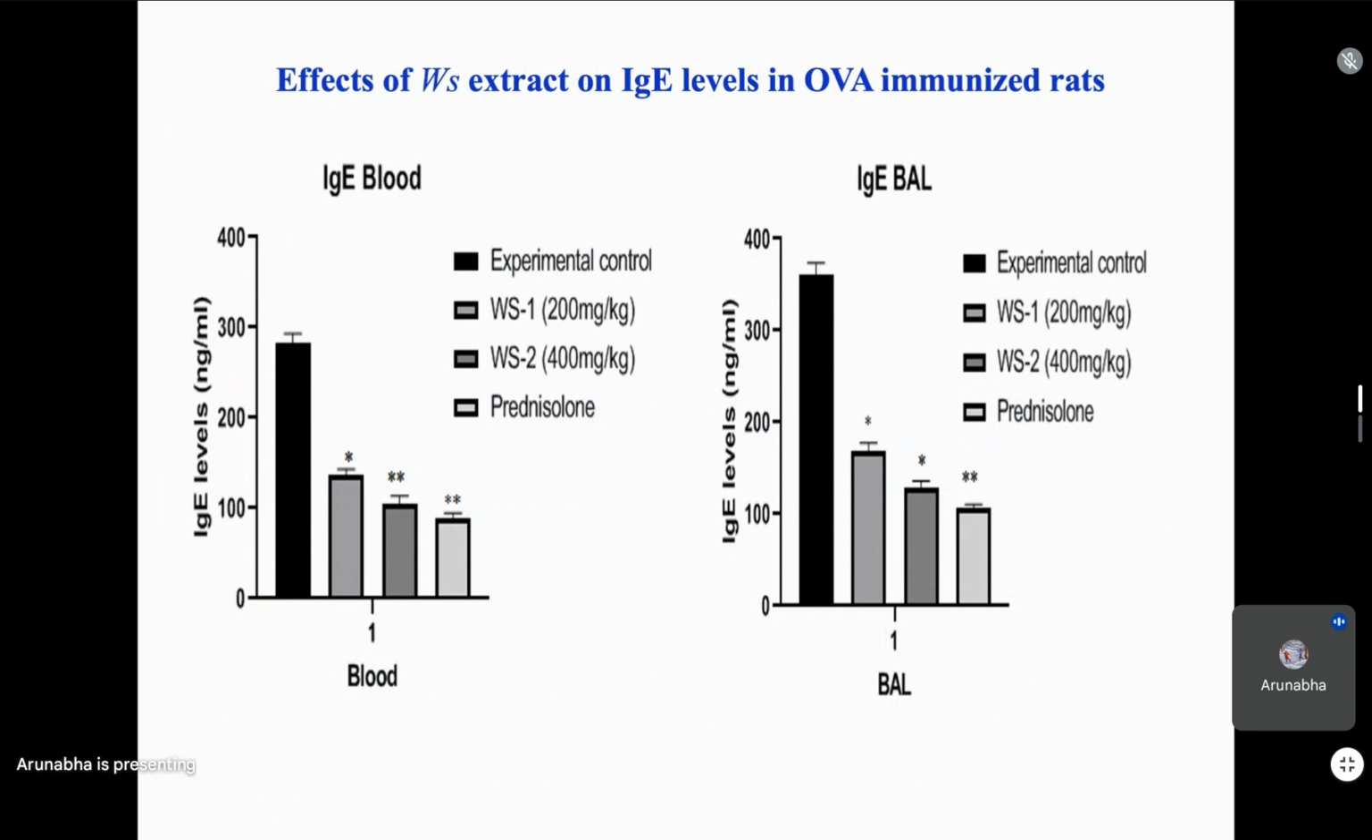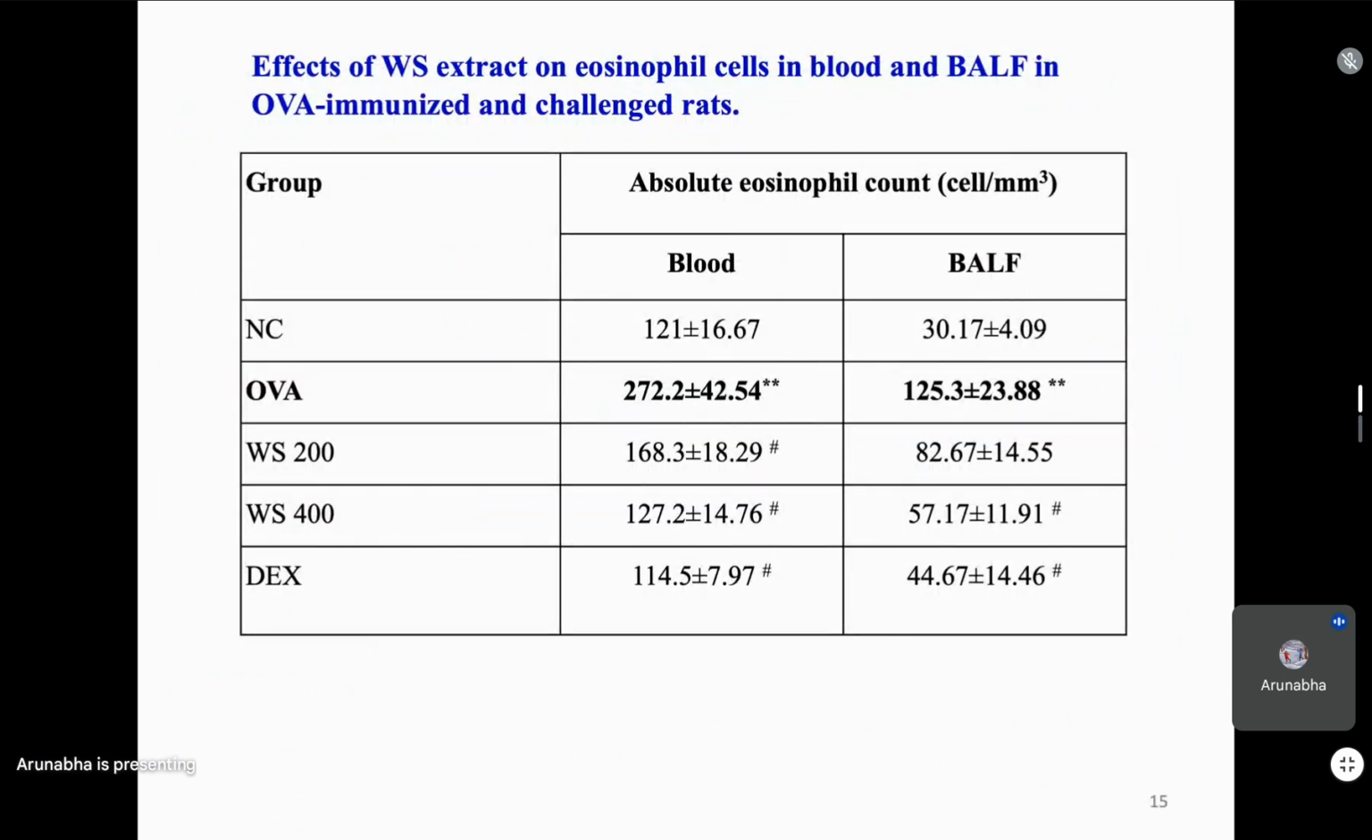Now when we looked at IgE levels of blood and bowel, both blood and bronchoalveolar lavage fluid, we showed that in the disease control model, it was the highest, and it was dose dependently reduced by Withania somnifera and comparable with prednisolone. You can see from the bar chart that all the three graphs on the right side are lower than the black histogram. Absolute eosinophil counts were higher in blood and bowel both in the disease control model, and these were again lowered by Withania somnifera as well as dexamethasone.